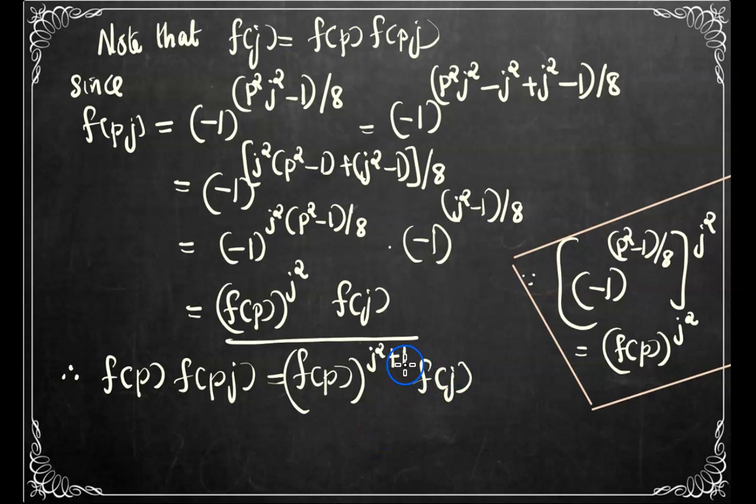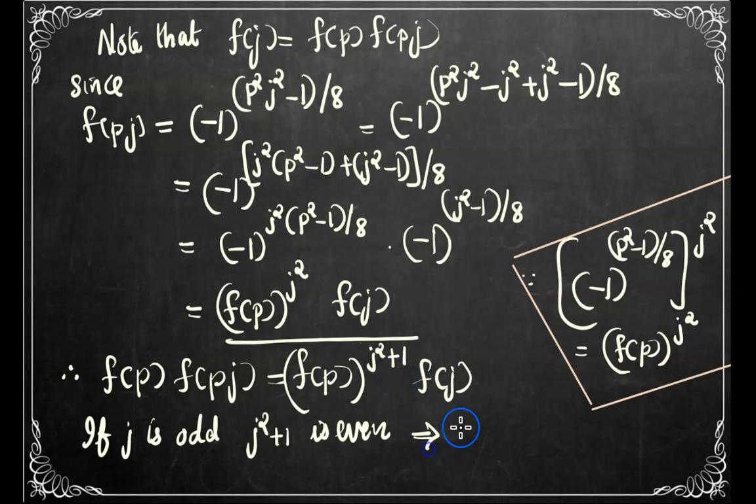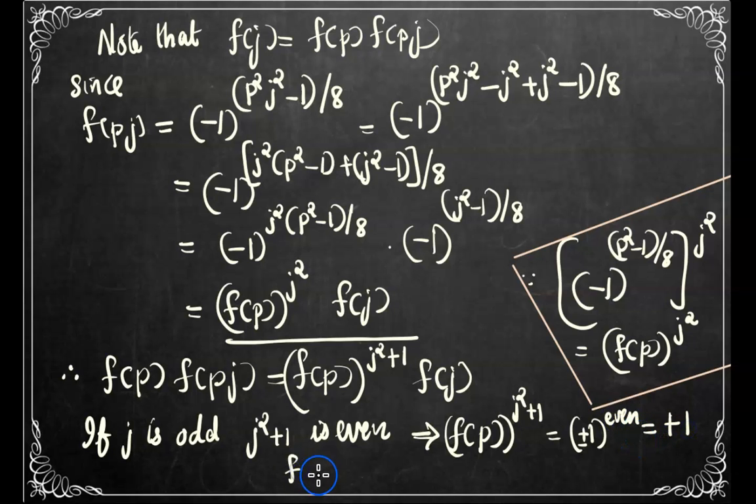If j is odd, j square plus 1 will be even. Therefore, f of p all raised to j square plus 1 will be plus or minus 1 raised to an even number, which will be equal to plus 1. And in that case, f of p into f of pj will be equal to f of j itself, since this quantity will become plus 1.